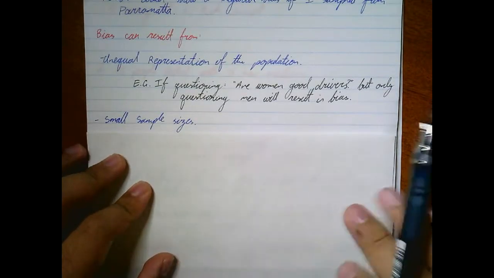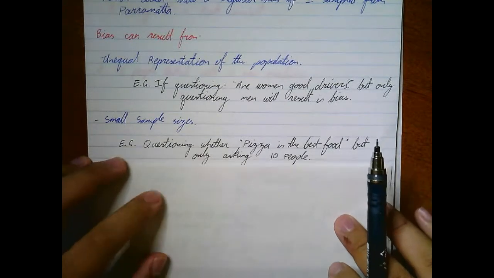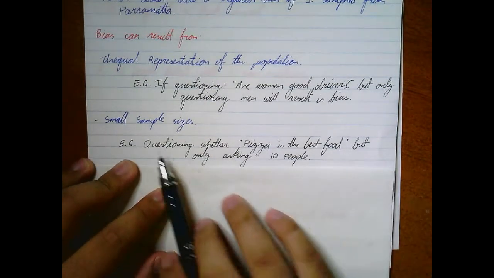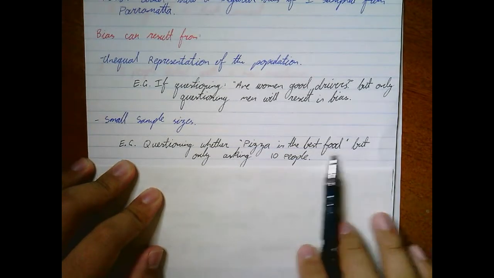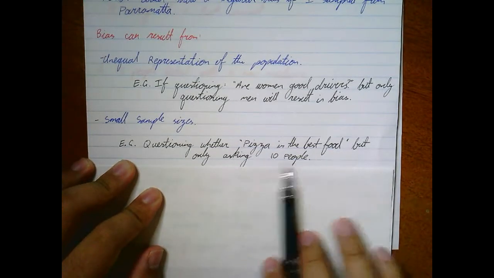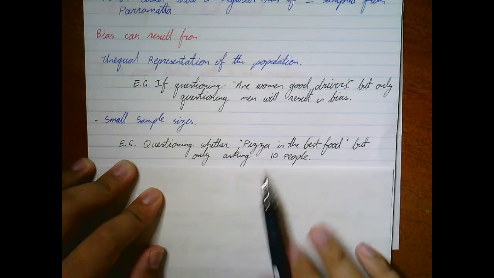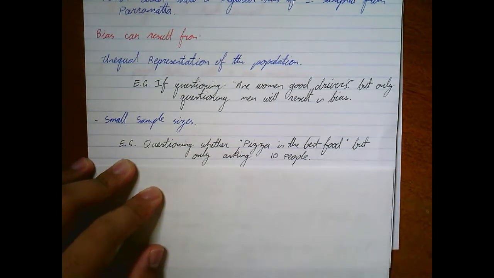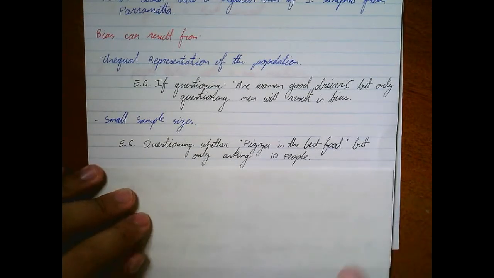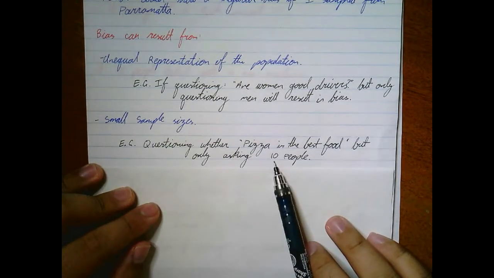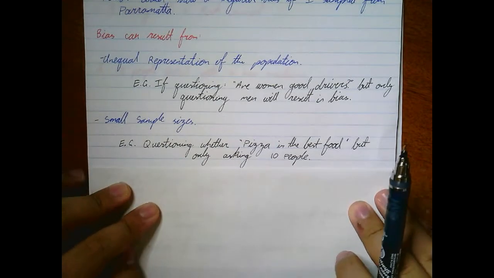Small sample sizes. Let's say I asked, pizza is the best food, but I only asked 10 people for that, then I use that result to say, oh, pizza must be the best food. That is a very, very biased example. Our sample sizes should be larger than 10. Okay.